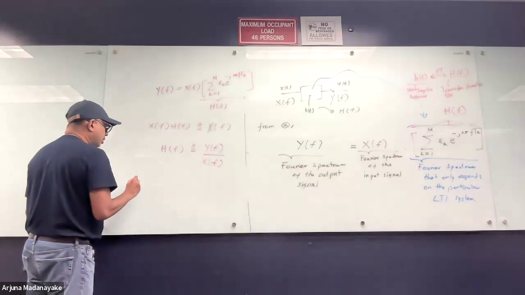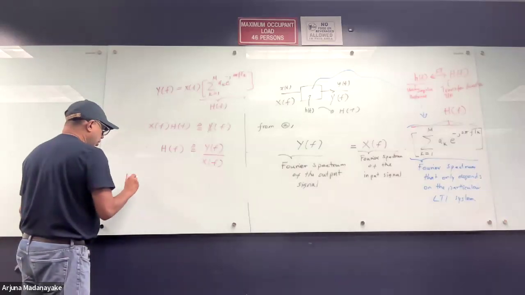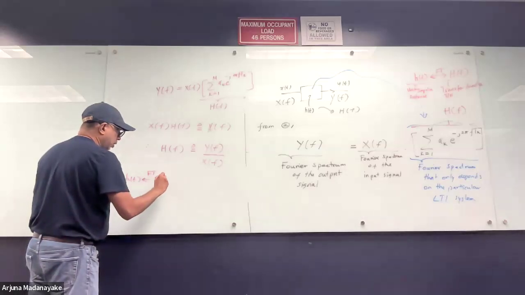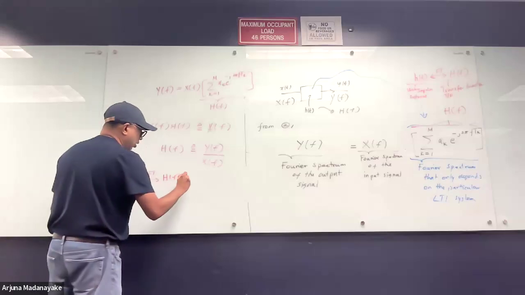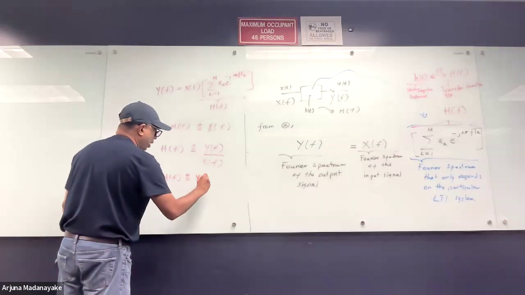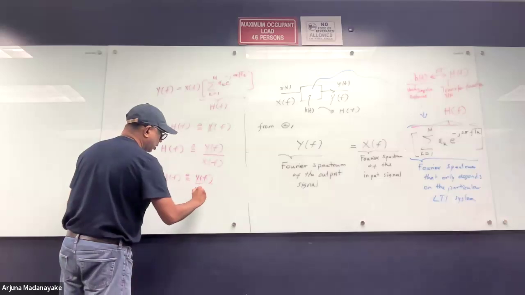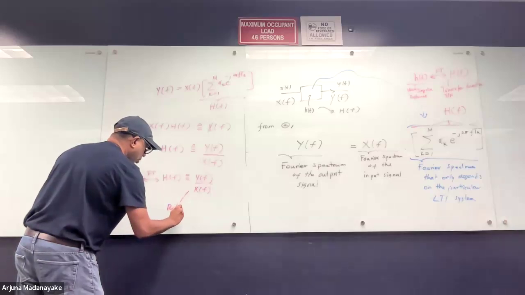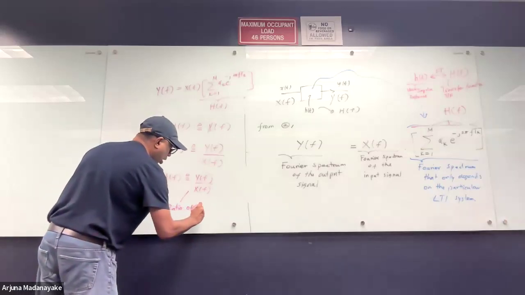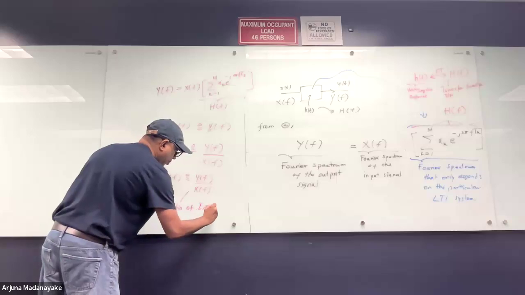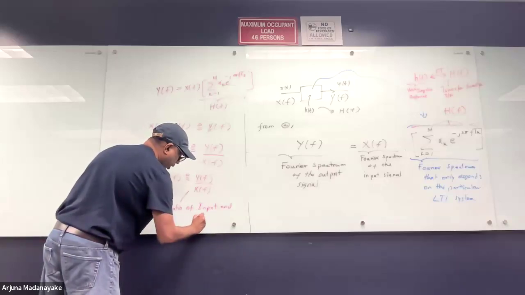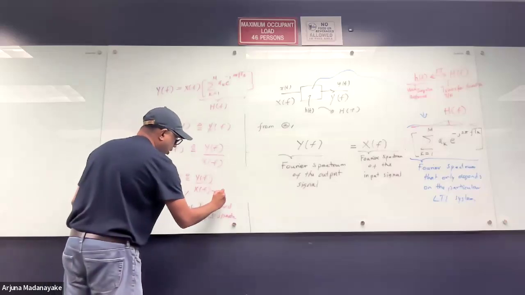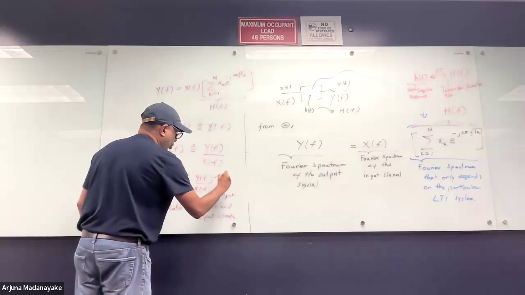So I can write this as h of t, Fourier transform gives me h of f, which is the same thing as y of f. So this is the ratio of input and output spectrum. So this is the input side, and this is the output side.